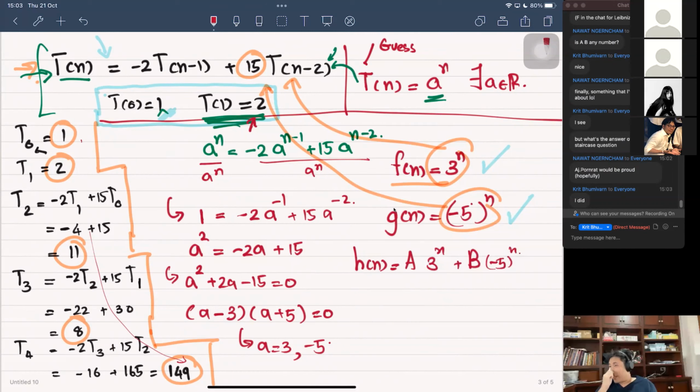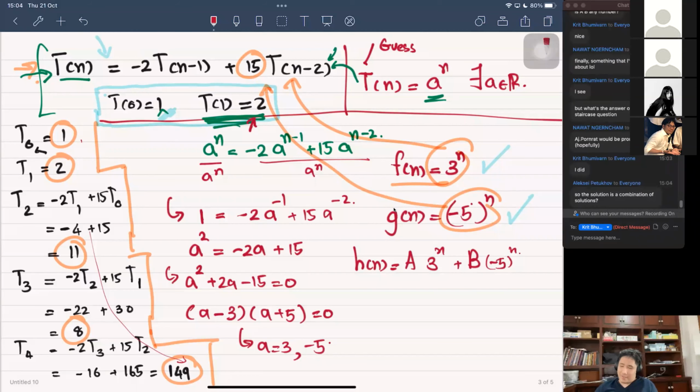Everyone with me so far? What do we do next though? What do we hope h of n would do? It has to be a linear combination of the above, right?